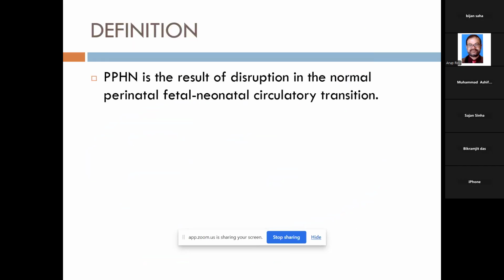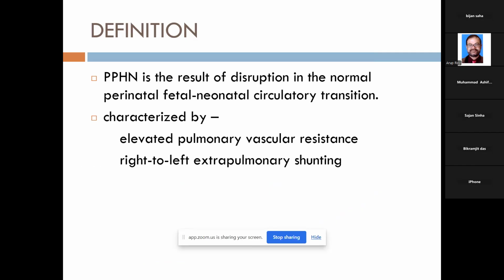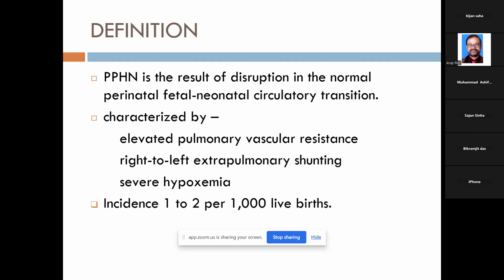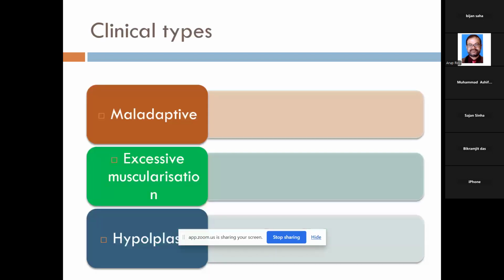Okay, so by definition, PPHN is basically a disruption in this normal perinatal fetal neonatal circulatory transition. And it is characterized by a few things. The primary thing is elevated pulmonary vascular resistance, which leads to a predominantly right to left extrapulmonary shunting, which leads to severe hypoxemia, the incidence of which is around 1 to 2 per thousand live births, primarily seen in full term and post term infants.